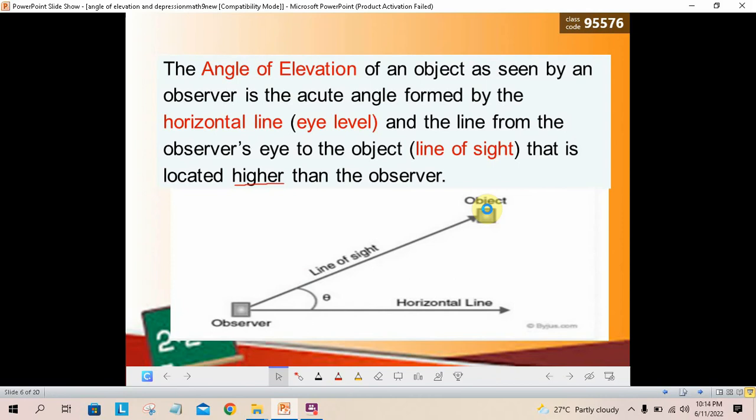So the line from the observer's eye to the object, which is the line of sight, is located higher than the observer. If this is the observer, this is the line of sight, higher than the observer. And the angle formed is called the angle of elevation. Let us try to check your answer later.